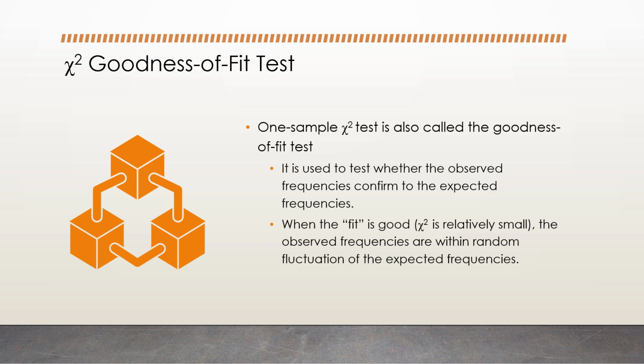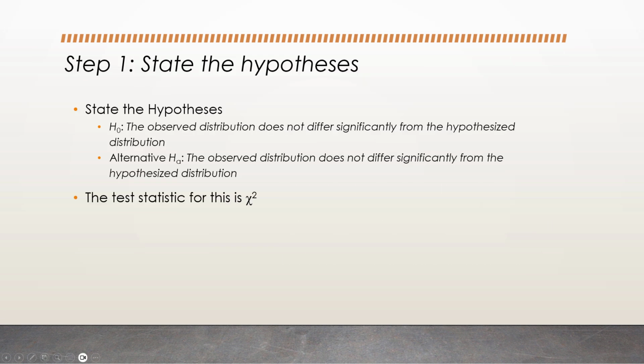When the observed frequencies fit the expected frequencies, the chi-square value is relatively small, indicating that the observed frequencies are within random fluctuation of the expected frequencies. So the null hypothesis, H0, is that the observed distribution does not differ significantly from the hypothesized distribution. And the alternative hypothesis, HA, is that the observed distribution does differ significantly from the hypothesized distribution.